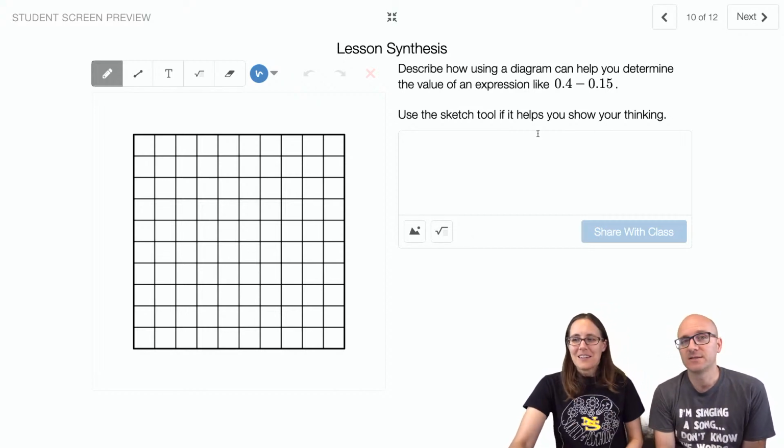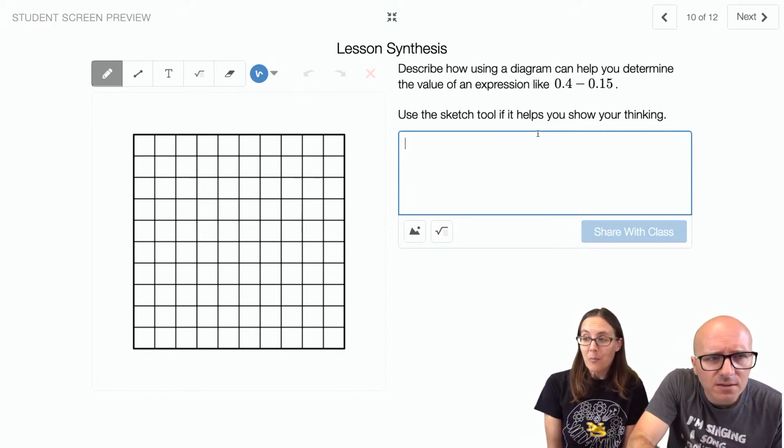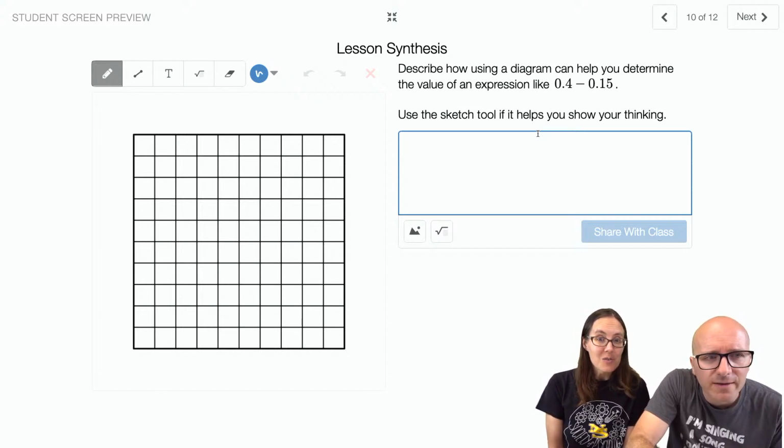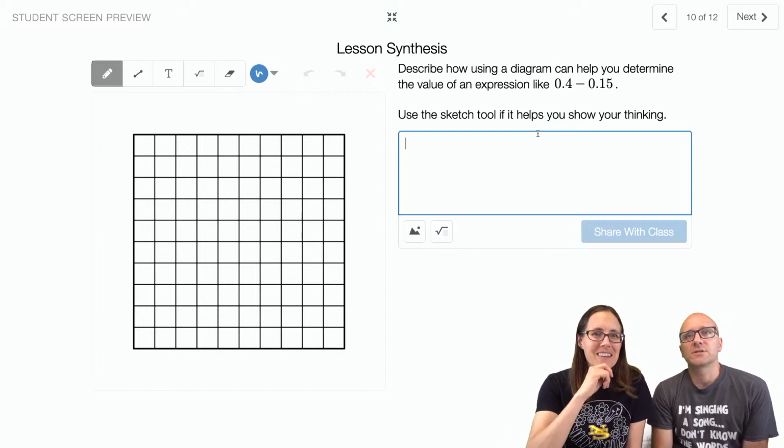That's right. Describe how a diagram can help you determine the expression like 0.4 minus 0.15. I'm sorry, I didn't. Oh no, did you not unlock the screens, Math Dad? They're unlocked now, sorry. Thank you for letting us know. Whoops.